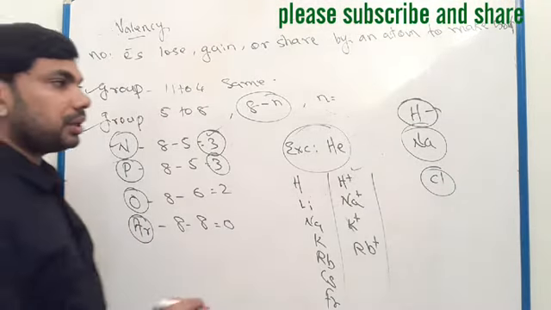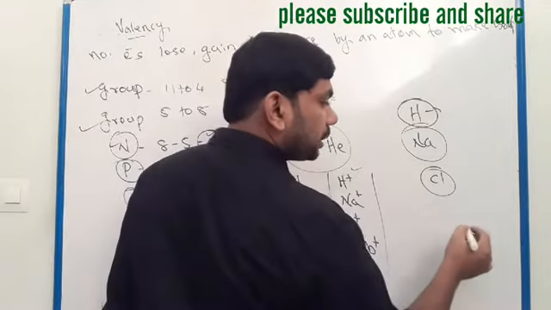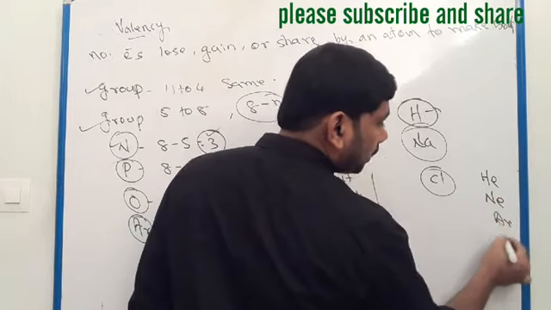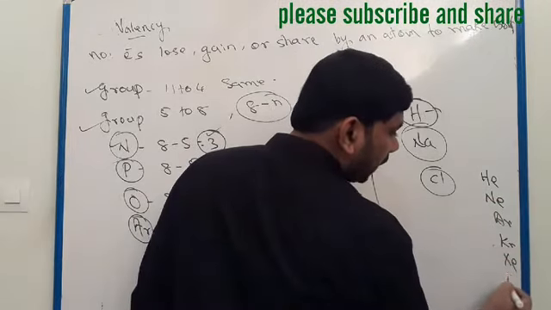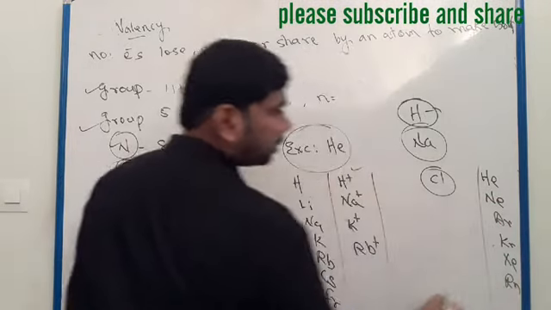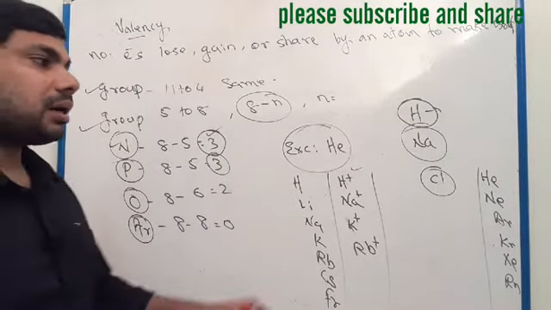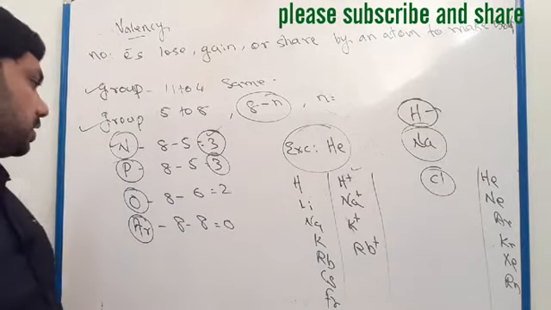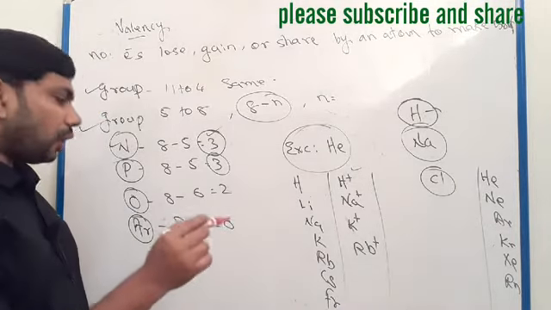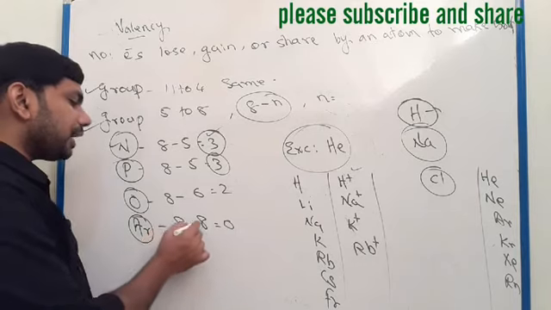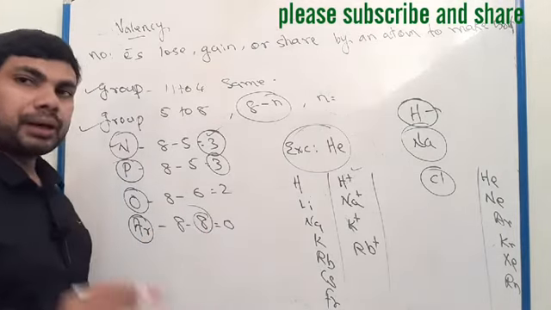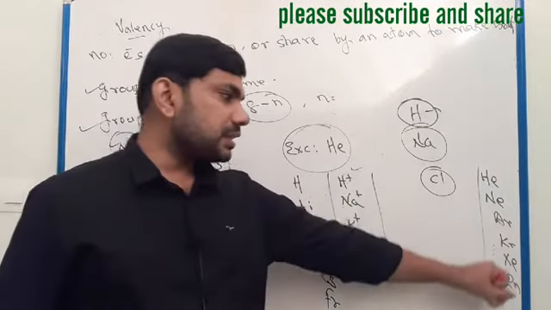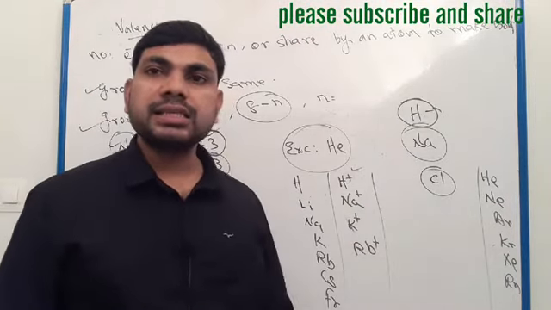Argon, here in the periodic table, last group: helium, neon, argon, krypton, xenon and radon. These are noble gases. These are the last group 8 elements. Okay, they are group 8. So if you want to find the valency of argon, 8 minus 8. Here group number 8 minus 8. So all these elements have valency 0.